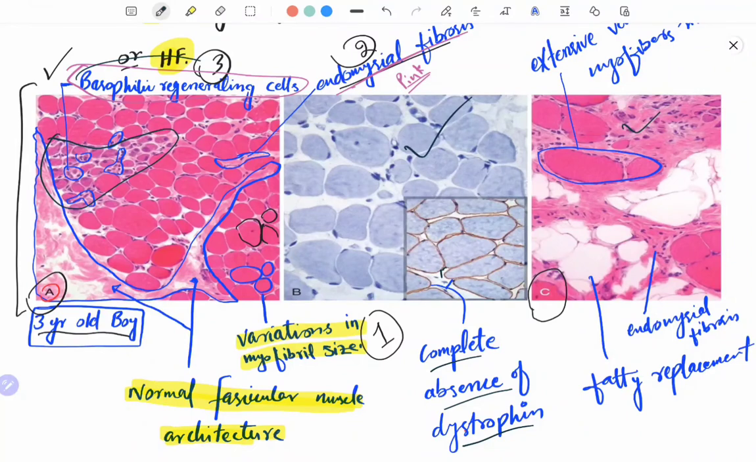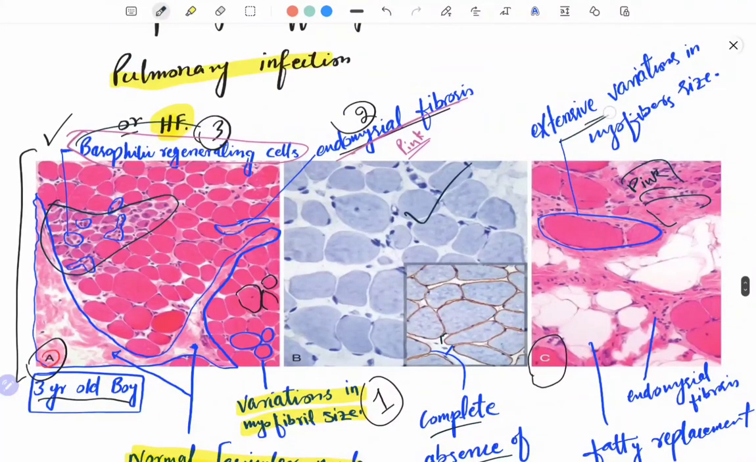And in this diagram you can see the fibrosis, the endometrial fibrosis. This pink area shows the endometrial fibrosis, and you can also see the extensive variations in the myofiber sizes. This is a very small fiber, and this is a very large fiber, and this is also a large fiber.